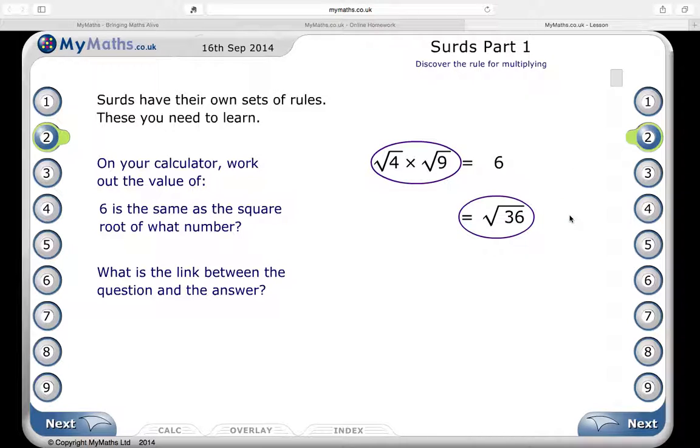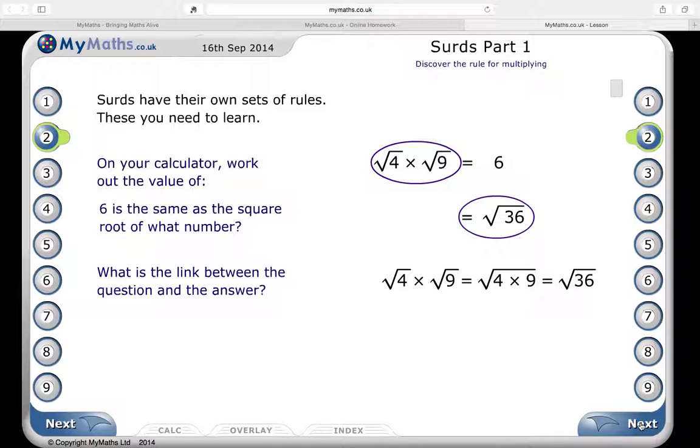So what is the link between the question and the answer? They might be thinking of a different link because they haven't done this in a while. But the link I see is that if you forget the roots are there, then 4 times 9 equals 36, and you're just sticking roots on top of all of them.